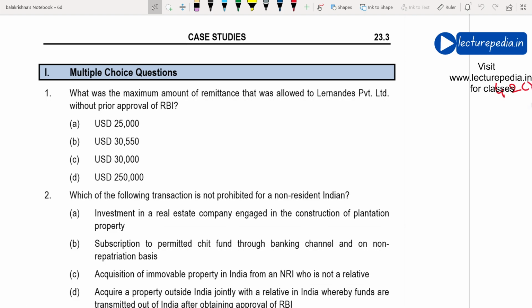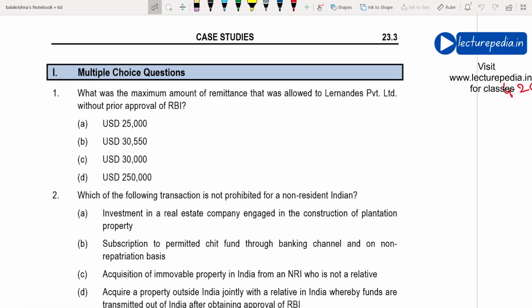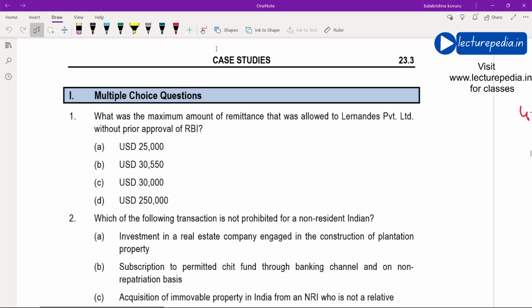In this video, we will be discussing case study number 23, first MCQ. What was the maximum amount of remittance that was allowed to Learnadas Private Limited without prior approval of RBI?